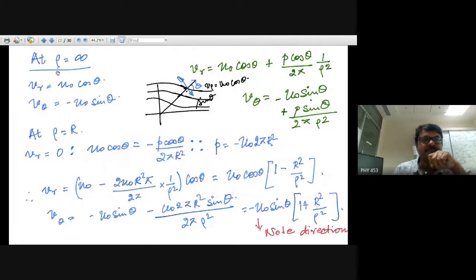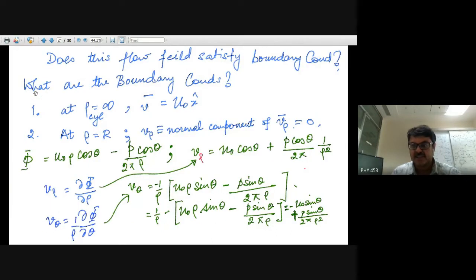So at rho equal to infinity, so that's very far away from the cylinder, this rho will become infinity, so this term will go to 0. Moreover, all you have is this term for v rho, and you have this term for v theta. Does that match?